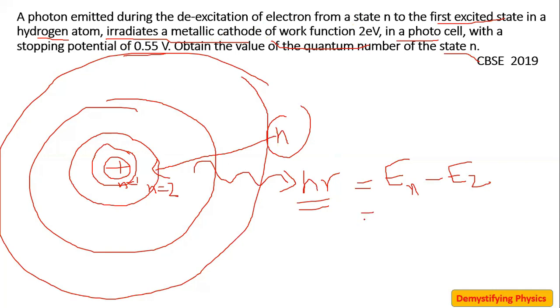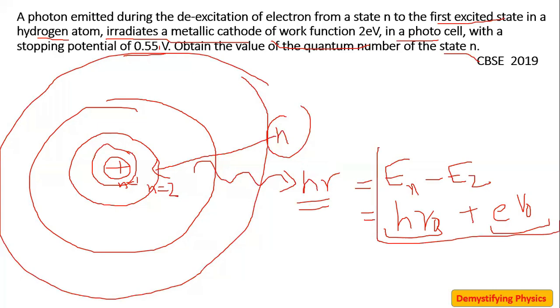Now by Einstein's photoelectric equation, h nu is equal to h nu naught plus eV naught. Work function plus kinetic energy. Work function is given to you. Stopping potential is given, so we can find out the kinetic energy in terms of electron volt, which will be 0.55 electron volt. So equate these two and find out the value of n.